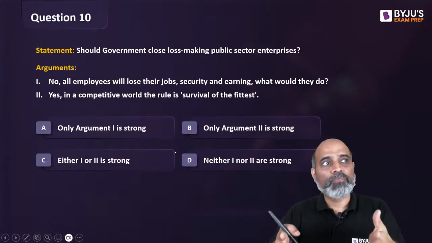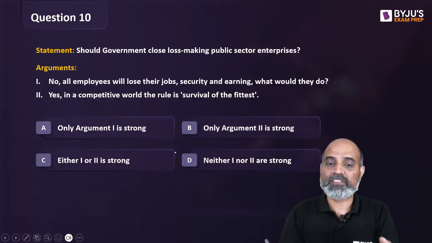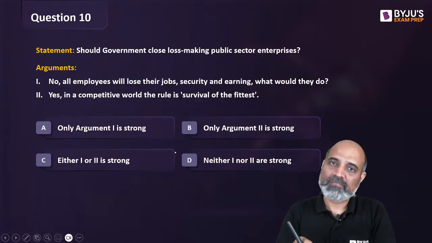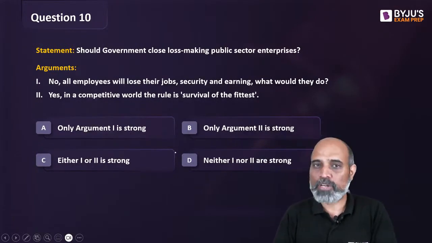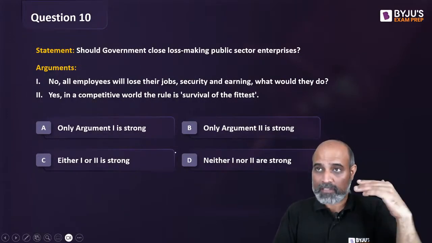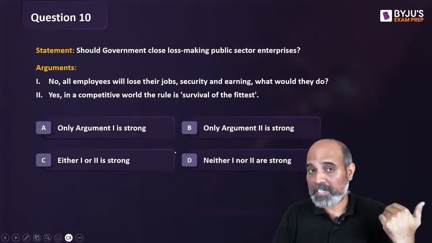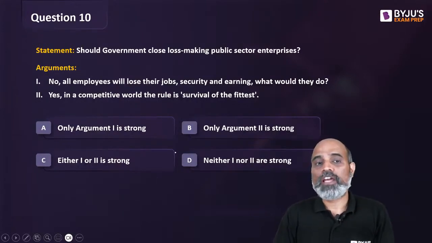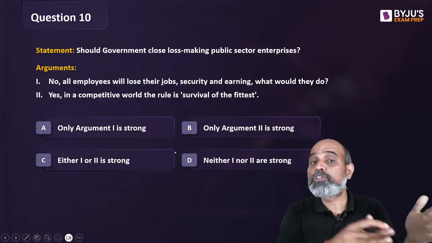If you planted a tree and wanted fruit out of it and it is not growing so well, गर्मी है, बारिश हो रही है, and you're not taking care of it, तो इसका ये थोड़ी है कि इसको काट के हटा दो. That's not the solution, right? Now, these are the general things we should be aware of. Many of you would already know. So when the first argument is read, it says no, all employees will lose their job security and earning. What would they do? Which makes sense. नहीं करना है इसको बंद. Right? Answer is no, government should not close.